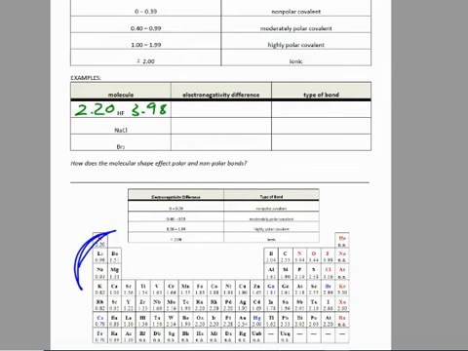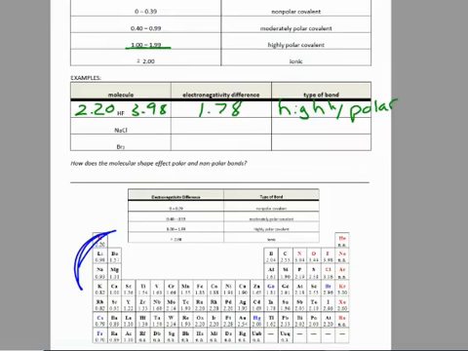And then when I subtract those two numbers, 3.98 minus 2.20 is 1.78. That's the difference between them. So fluorine has a difference of 1.78. That's how much stronger it is. That falls into this category, 1 to 1.99. 1.78 is in between that. So this molecule is highly polar. It's definitely pulling the electrons more towards the fluorine.